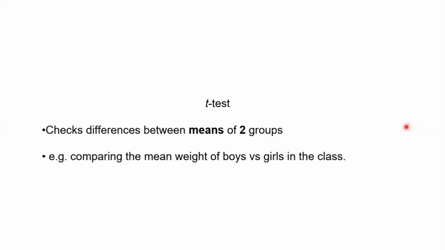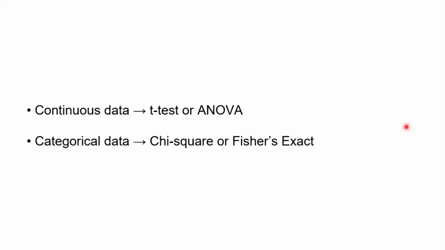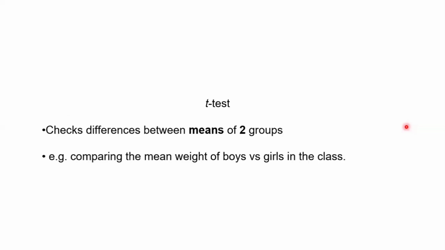T-test and ANOVA are used for continuous data. What is a t-test? T-test is a statistical test that is used to check the difference between the means of two groups. So when you have two groups of continuous data and you have to compare the means of two groups, your answer is going to be t-test. For example, to compare the mean weight of boys versus girls in the class. Say there are two groups and we have to compare the means, and the data is measurable. We can answer how much weight a person has. So the answer is going to be a t-test. A t-test is the test of choice.